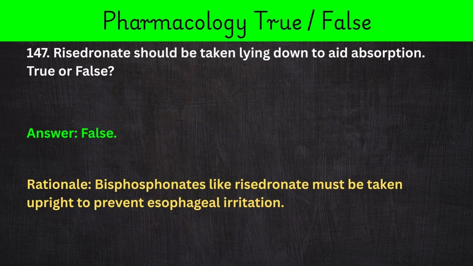147. Risedronate should be taken lying down to aid absorption. True or false? Answer: false. Rationale: bisphosphonates like risedronate must be taken upright to prevent esophageal irritation.